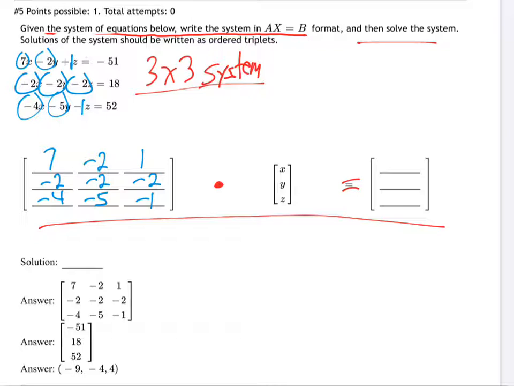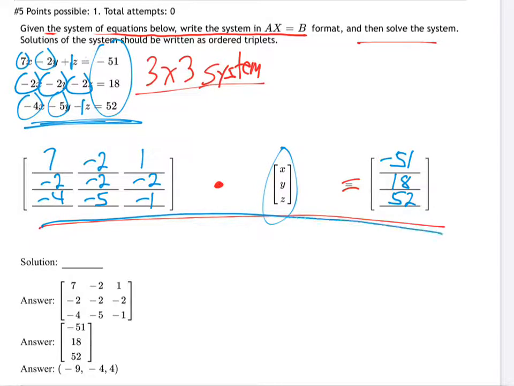So you just peel off all the numbers. You put the x, y, z right there, and then the numbers on the right side, you write them over here on the right side. Minus 51, 18, 52. So we just turned these 3 equations with 3 letters, a 3 by 3 system, into one big matrix equation. It's a big old matrix with numbers times a matrix with letters equals the answer matrix with numbers.